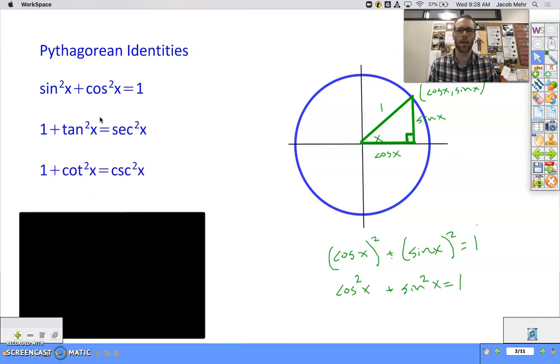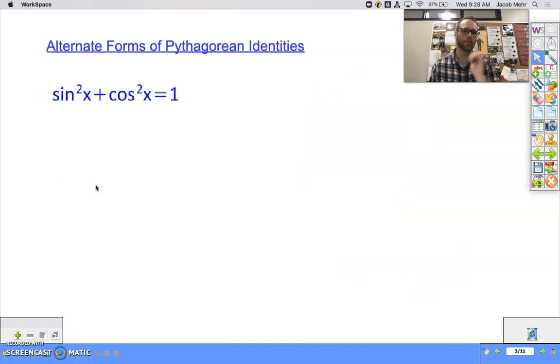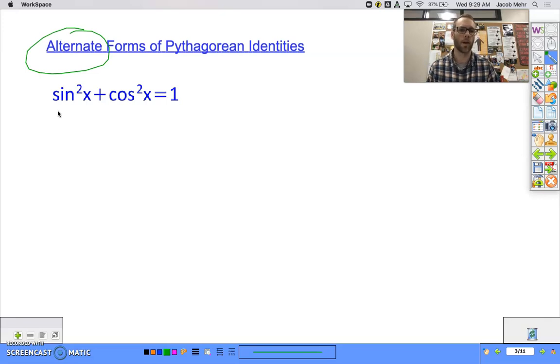And our last Pythagorean identity is 1 plus the cotangent squared equals the cosecant squared, which also has that Pythagorean feel to it. 1 squared plus cotangent squared equals cosecant squared. All right? So, what do we need to do here first? Well, I almost jumped ahead of myself here. One thing that we have to realize is that this is one way to write this Pythagorean identity, but there's actually alternative ways to write it as well. Okay? And we have to be familiar with those.